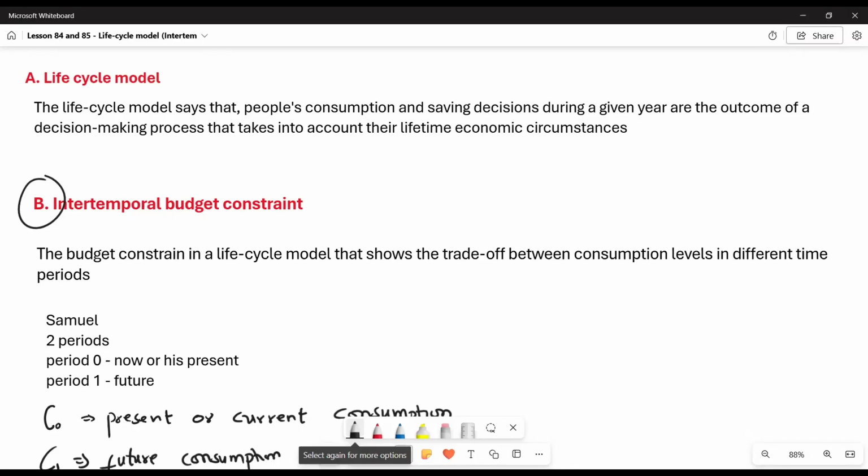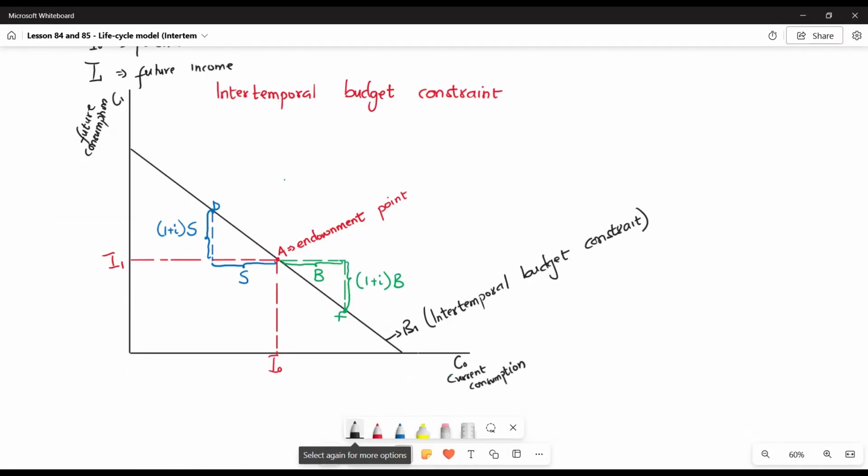But to do that, let's start with a consumer named Samuel who expects to live two periods, period 0 and period 1. Now his period 0 is his present period and period 1 is his future period. In our figure, we will call the consumption in period 0 present or current consumption and represent it as C0 on the horizontal axis. Future consumption will be represented on the vertical axis, and this is called C1.